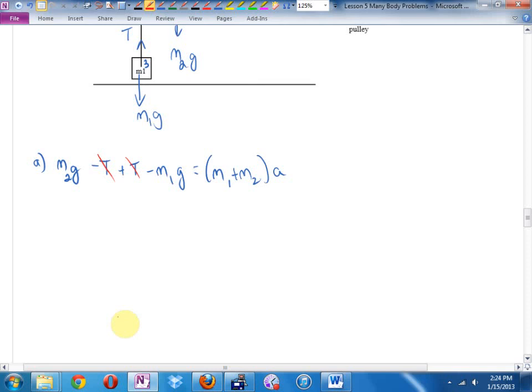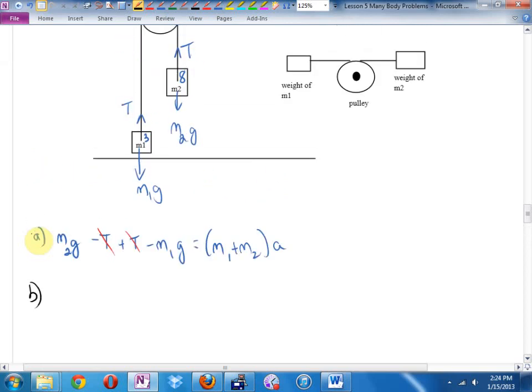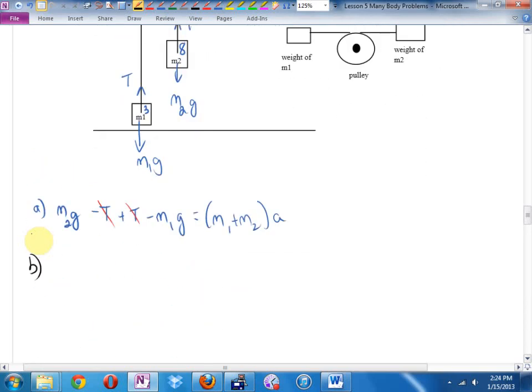Hey, there's my equation. What does B say to find? A said write a force equation. There it is. What does B say to do? You all have it in front of you. What does part B say? How do you get the A by itself? More specific. Divide by what? The bracket. Yeah. So if I hear you correctly, Abe, you're saying it's going to be M2G minus M1G, that's the left-hand side, and divide it by mass 1 plus mass 2.